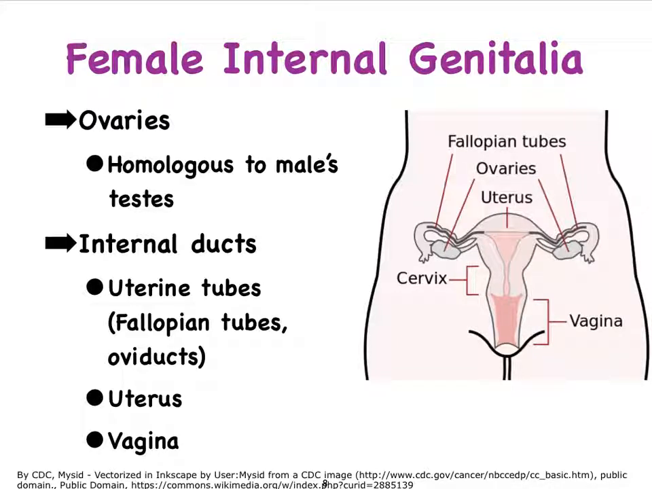The ducts include the fallopian tubes, which carry the fertilized egg into the uterus. The uterus, of course, is also considered a duct because it's a hollow structure. Here's our other fallopian tube, also referred to as a uterine tube or oviduct. And then the uterus is connected to the vagina.